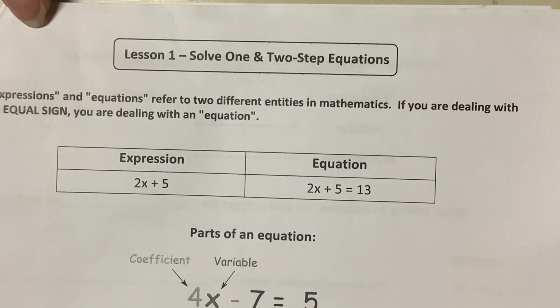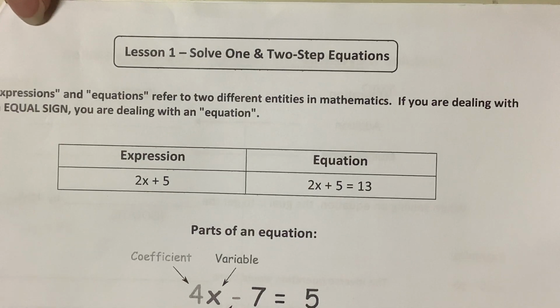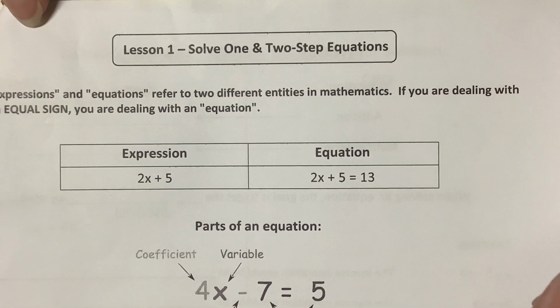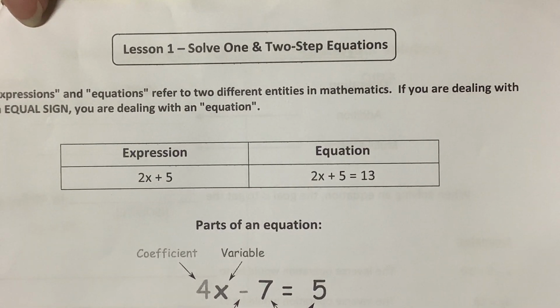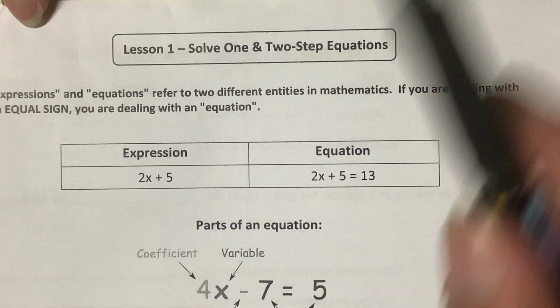Expressions and equations refer to two different entities in mathematics. If you are dealing with an equal sign, you are dealing with an equation. So an expression is 2x plus 5. An equation is 2x plus 5 equals 13.